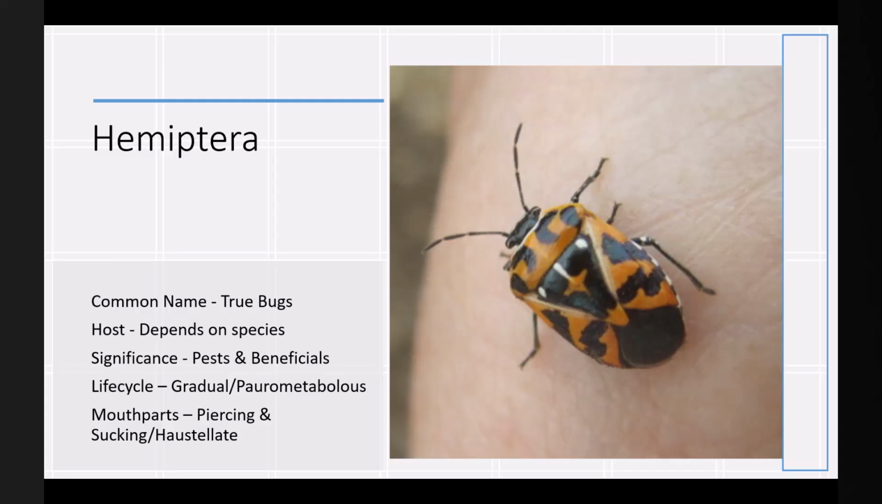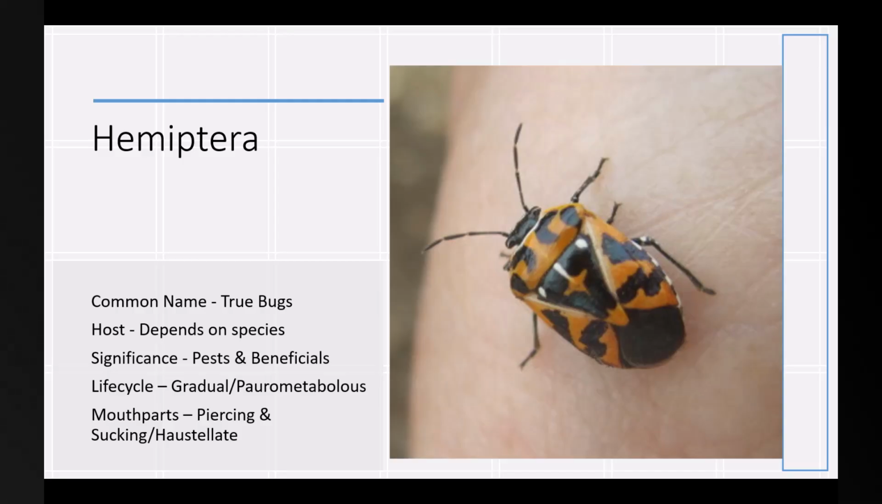They all have a gradual or paurometabolous life cycle. Their immatures are called nymphs, but there are some species that do have aquatic immatures. So there are some aquatic hemipterans. And they have a type of haustellate mouthpart. They're either going to pierce plant tissue or they're piercing your skin or another insect's skin and sucking up the plant juices or the blood or the liquid insides of whatever their prey may be.